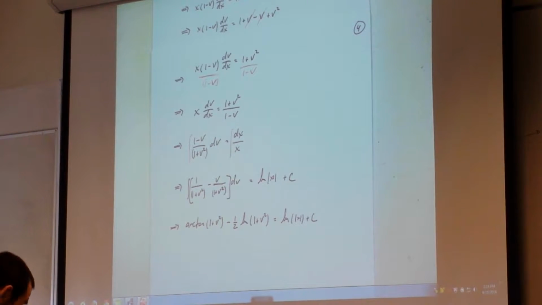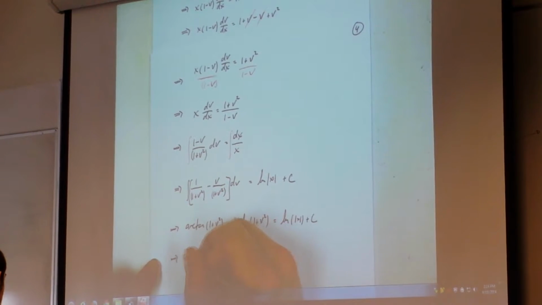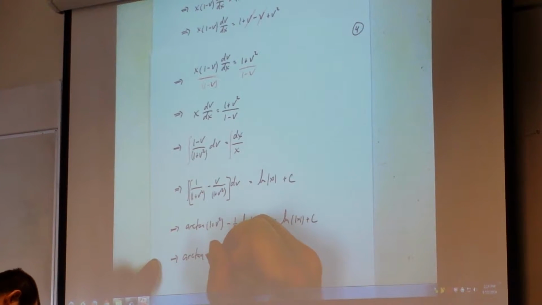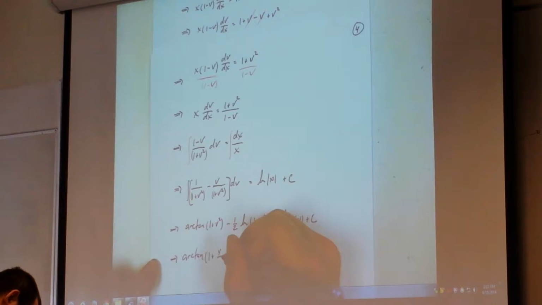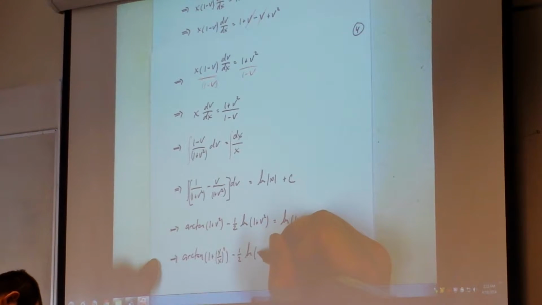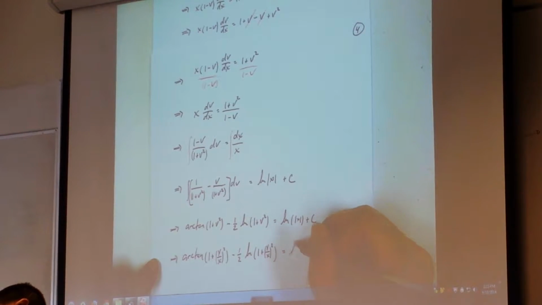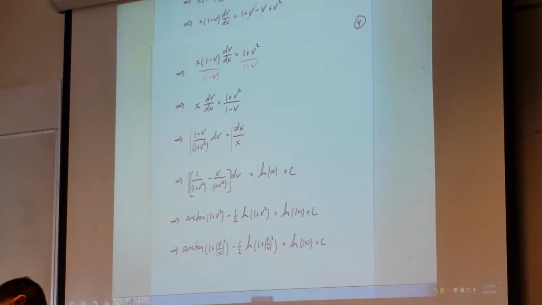Okay. That's a solution; we can transform back and get the v's out of there. And this is going to be arctangent, or tangent inverse, however you want to write it, of y over x, minus 1/2 natural log of 1 plus y over x squared equals natural log x plus c. Leave it here. Or multiply both sides by 2, get rid of that fraction. That's as far as I want to go.